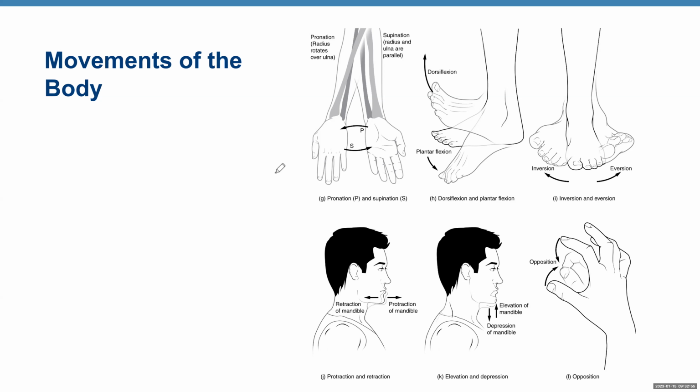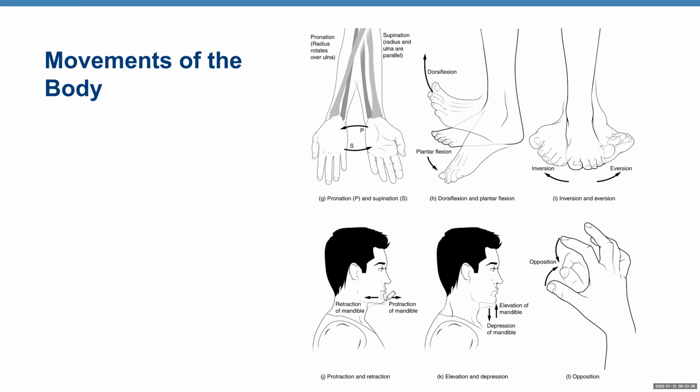Now with your foot, you have dorsiflexion, because this is the dorsal part of the foot. If you start walking on your heels right now, then that's what dorsiflexion is. If you start walking on your toes, that's plantar flexion. Inversion, you move your foot towards the midline, and eversion away from the midline.